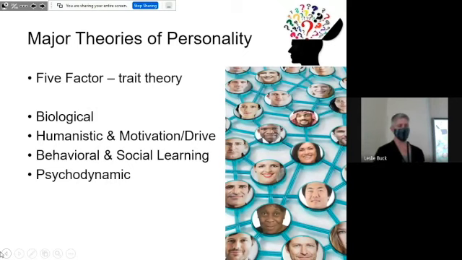Now, when we try to study personality in adults, we have vastly different ideas in the world of psychology. We have not cracked this just yet. We don't have the answer, the theory of everything when it comes to personality.